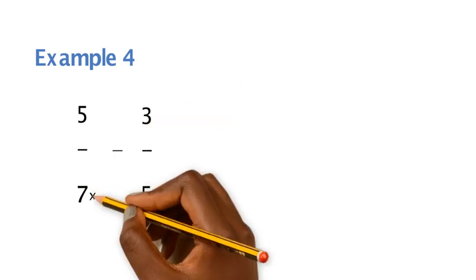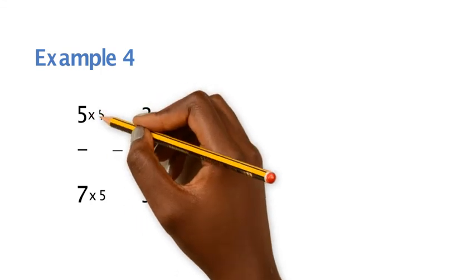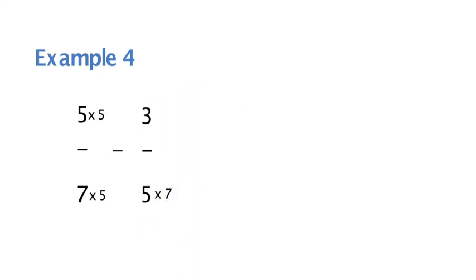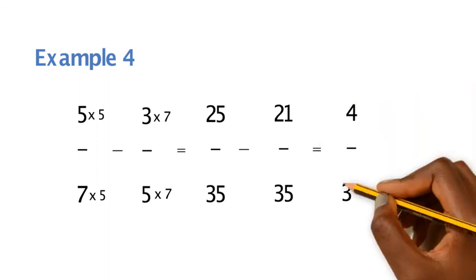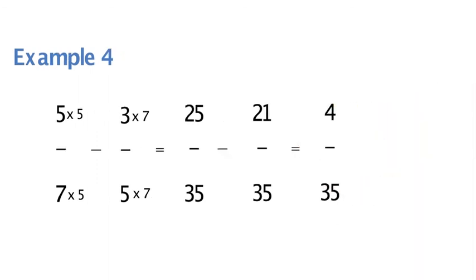Example 4. If we have 5 over 7 and we take away 3 over 5 from that, multiply both the top and the bottom of the 5 over 7 by 5, multiply both the top and the bottom of the 3/5 by 7, this leaves you with 25 over 35 minus 21 over 35, leaving you with an answer of 4 over 35.